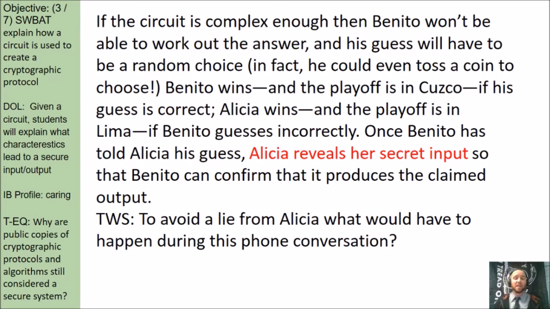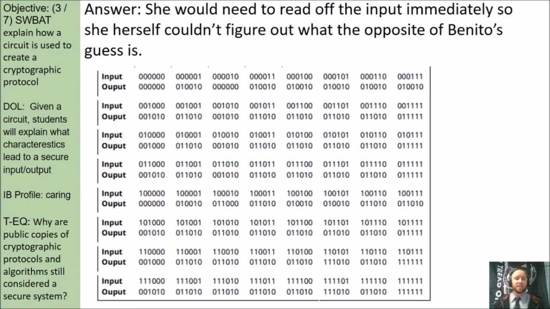Now remember, if Benito wins, the playoff is in Cusco. If Alicia wins, the playoff is in Lima. Once Benito has told Alicia his guess, Alicia reveals her secret input so that Benito can confirm that it produces the claimed output. Think, write, share. To avoid a lie from Alicia, what would have to happen during this phone conversation? So the answer is basically she would need to read off the input immediately, so she herself couldn't figure out what the opposite of Benito's guess is.